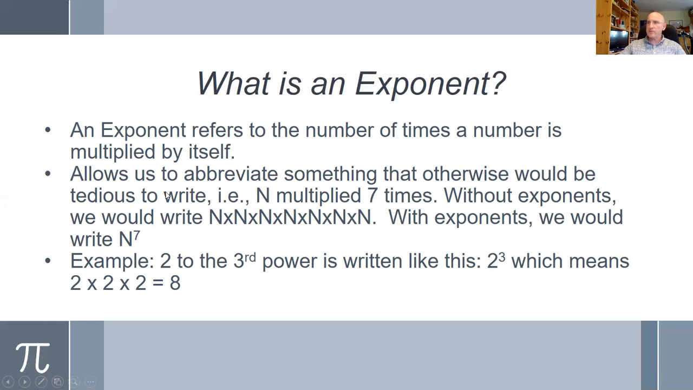Okay, so it allows us to abbreviate something that otherwise would be tedious to write, i.e., n multiplied 7 times. So without exponents, we would write n times n times n times n times n times n times n, that'd be n 7 times. With the exponents, we can shorten that to just write an n, and then this is called n to the power of 7.